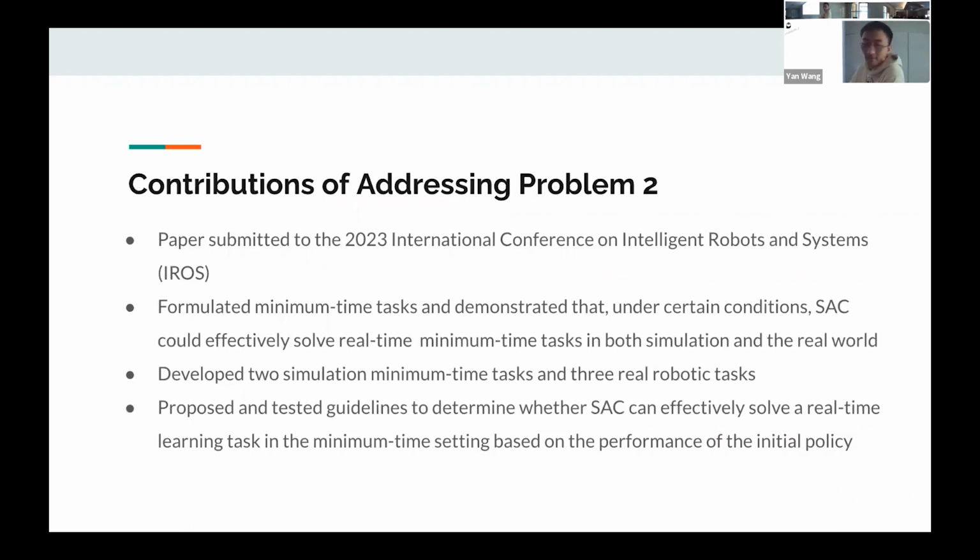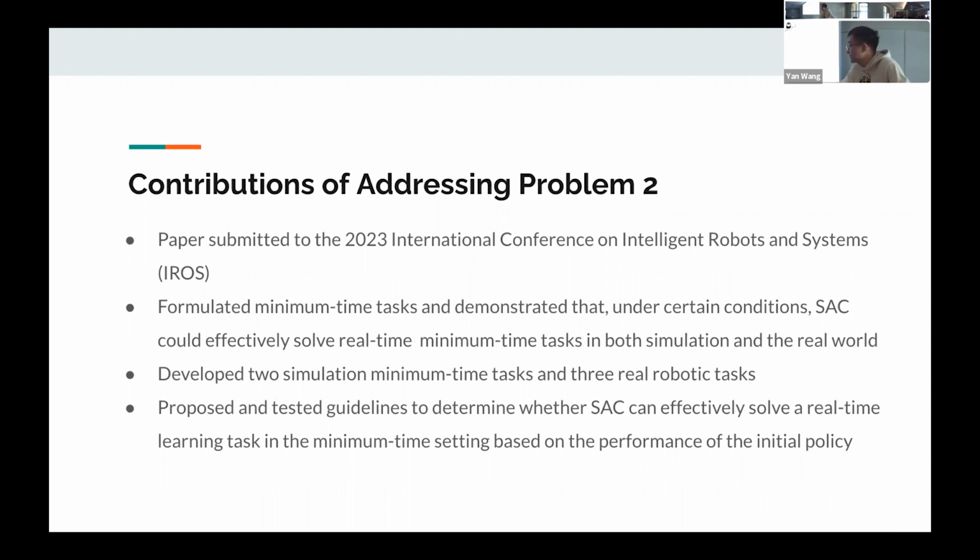The work of my second part of my thesis resulted in a paper submitted to the 2023 International Conference on Intelligent Robots and Systems, or IROS for short. In this paper, we formulated the minimum time task and demonstrated that SAC could effectively solve real-time minimum time tasks in both simulation and in the real world.